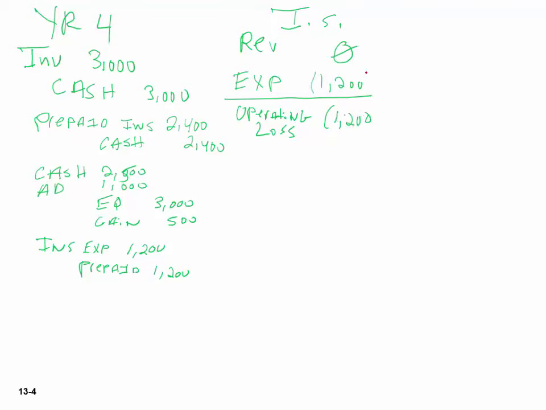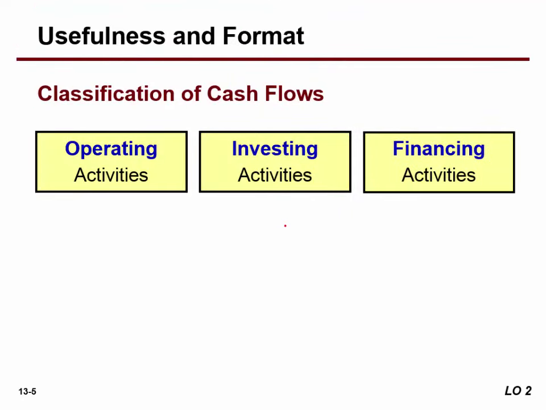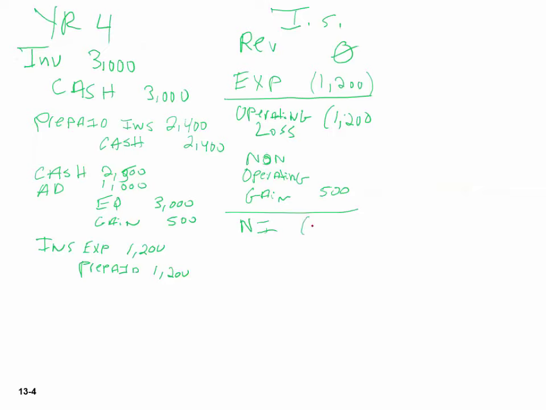Okay. Any other items? Any non-operating items? I'm forgetting about the interest on that. Don't worry about the interest on that, okay? Any non-operating items? The gain on the sale of equipment. Good. I had a gain there on the sale of equipment, didn't I? That's non-operating because that's not my normal course of business. So it's a $500 gain. So my net income is what? Net income is minus 700. So I've got a loss of 700, right?